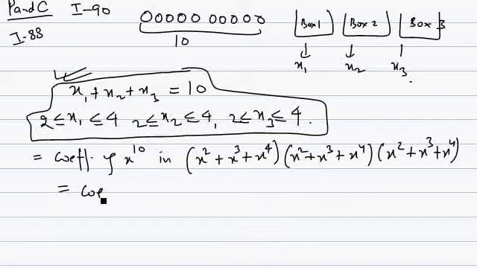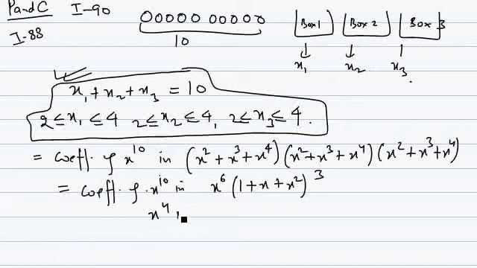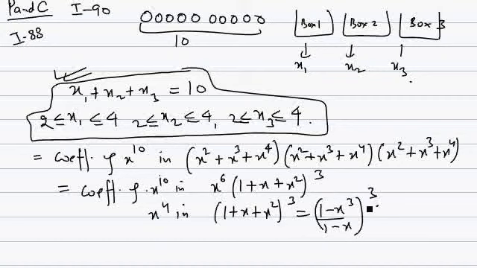This is the same as finding the coefficient of x to the power 4 in the remaining expression, because to find x to the power 10 we take x square common, giving x to the power 6 into 1 plus x plus x square, whole cube. Finding x to the power 10 in this is the same as finding x to the power 4 in the remaining, right. And that is 1 minus x cube over 1 minus x, whole cube, so x to the power 4 in 1 minus x cube whole cube into 1 minus x to the power minus 3.